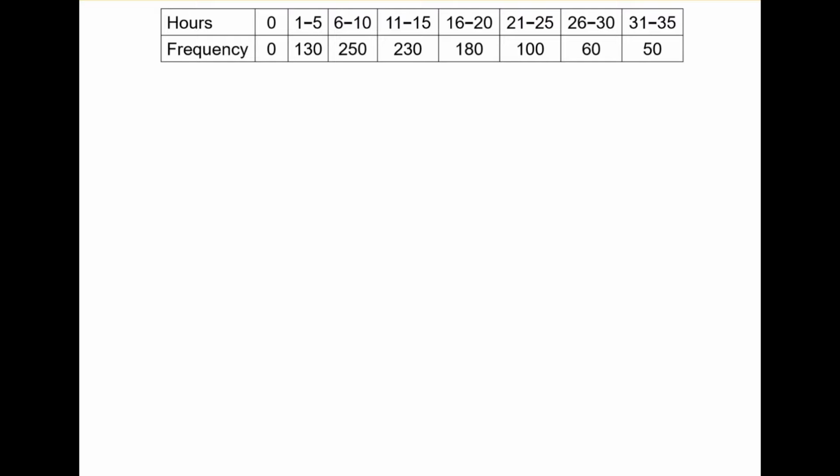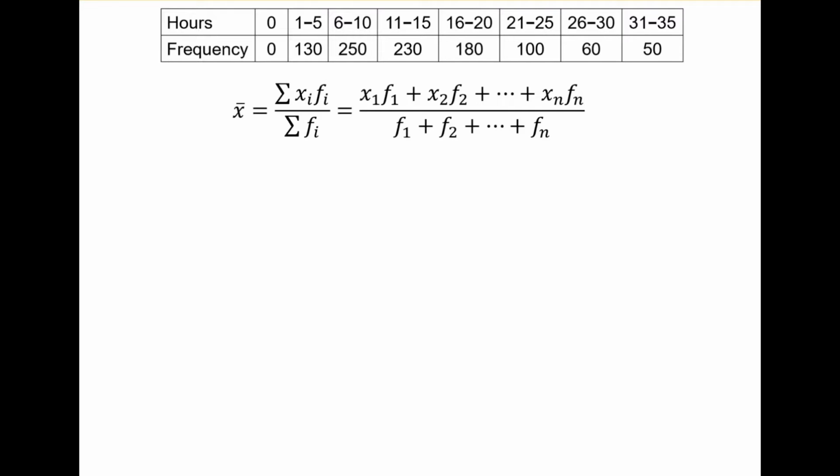First, we need to determine whether the data represents a sample or a population. Although the problem does not explicitly state that the data represents a sample, we can determine that because only a few college students were surveyed and not all of them, this represents a sample. So because we are approximating a sample mean, we use the following formula. This is the formula to approximate the sample mean from grouped data.